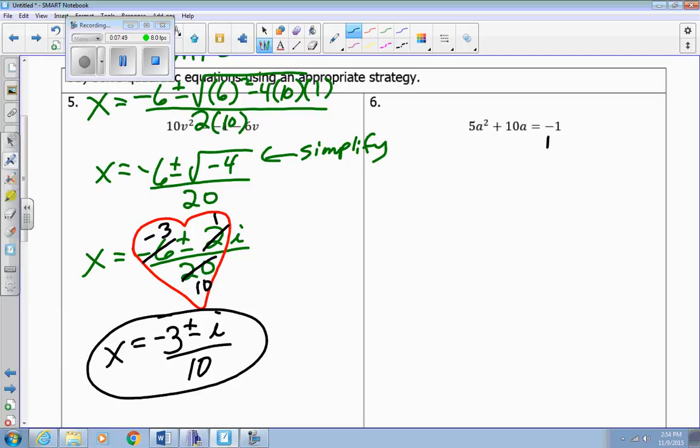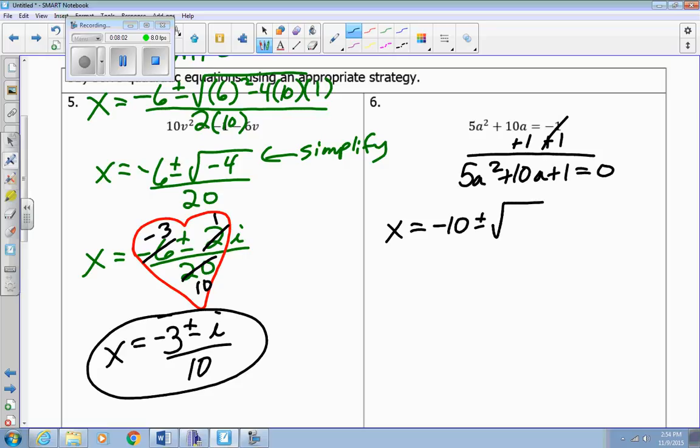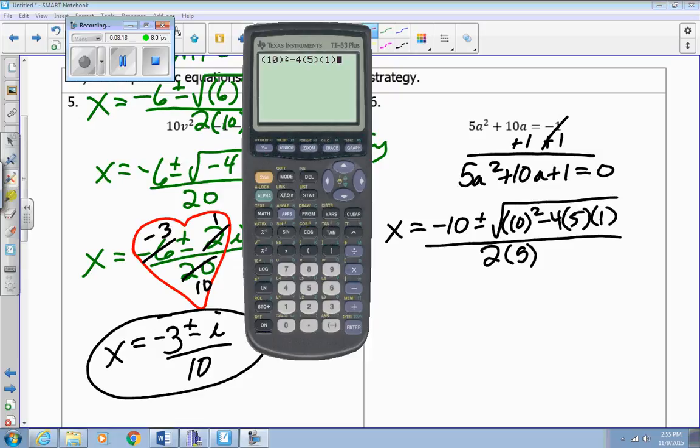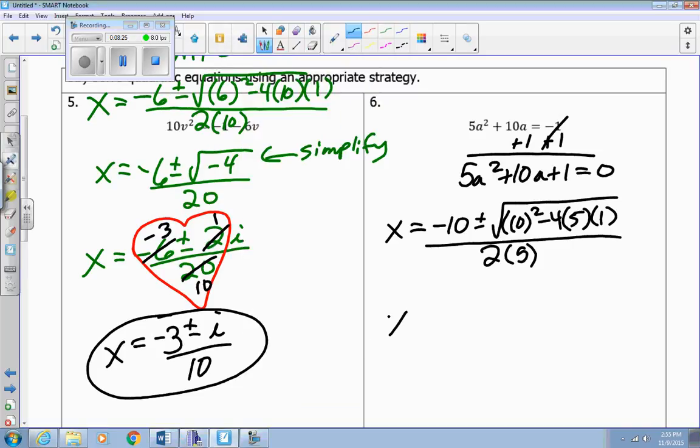We got to set equal to 0. 5a squared plus 10a plus 1 equals 0. So we have x equals the opposite of b, plus or minus the square root of b squared minus 4 times a times c, all over 2 times a. Okay, let's put the discriminant, what's underneath the radical, into the calculator. So I put the discriminant into the calculator, hit enter, we get 80. So let's replace what's underneath the radical with 80.